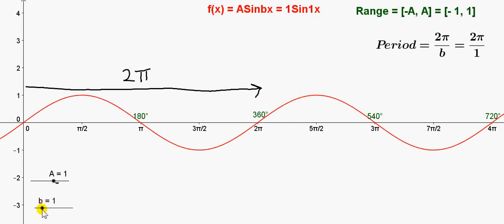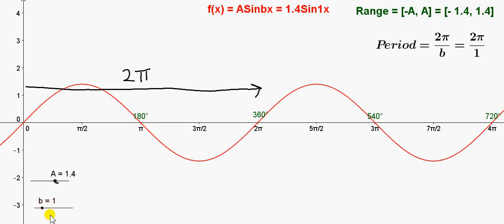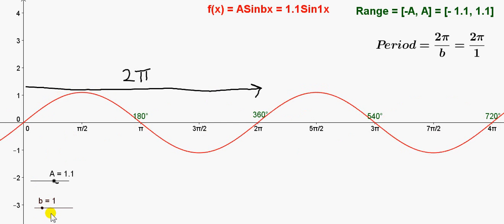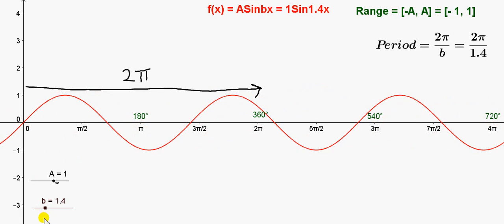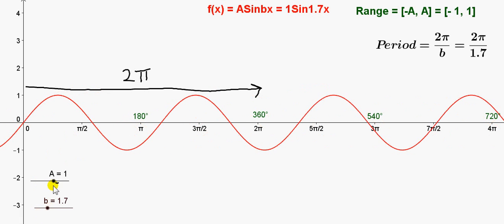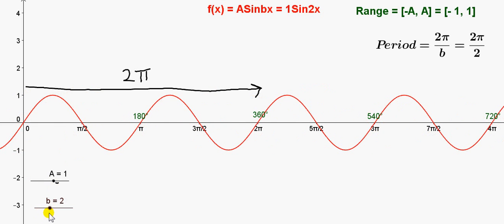Now let's change b. b is the number in front of x. Let's increase b from 1 to 2. We can see what's happening. I'm keeping a fixed at 1. So the amplitude is 1, or the range is from -1 to 1. So now I'm changing b, increasing b to 2. And notice that the graph is getting compressed in the x direction.